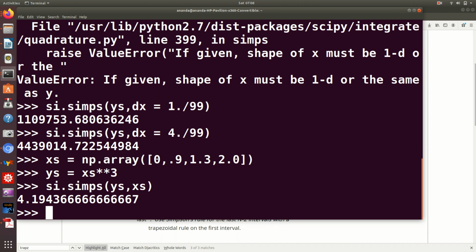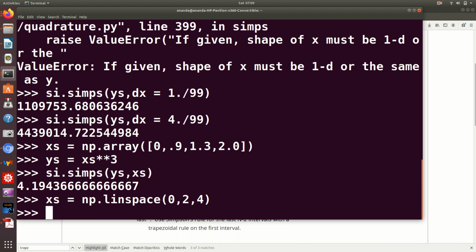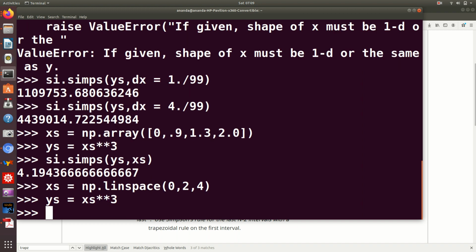But even if we had used 4 points, but equally spaced, so let's try it again. And instead of array, let's use linspace now. Sorry, not 1, 2, 4, 0, 2, 4. So 4 equally spaced points between 0 and 2. Of course, that means 3 intervals. Odd number of intervals, so even in the last evaluation, it was actually calculating the average of the first 2 and the last 2. Let's try SciPy Simps, after I calculate the y's now.